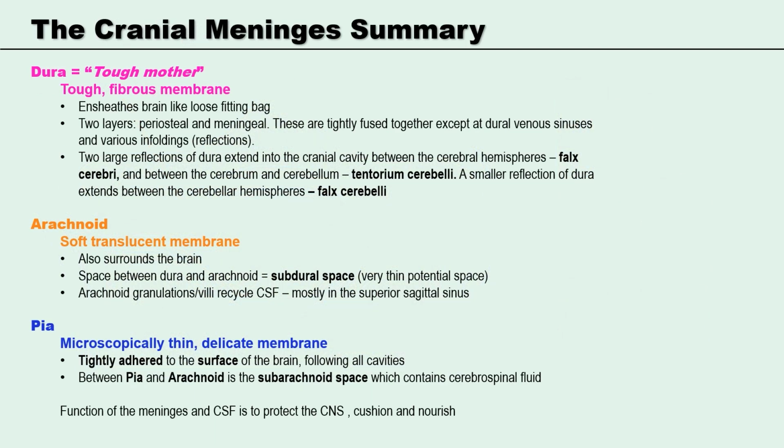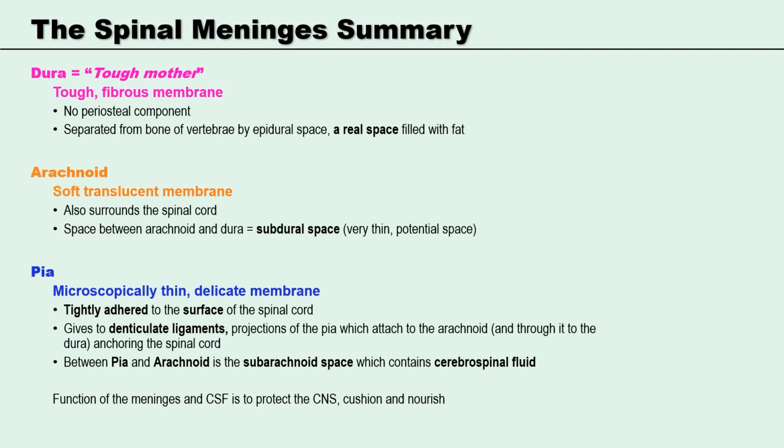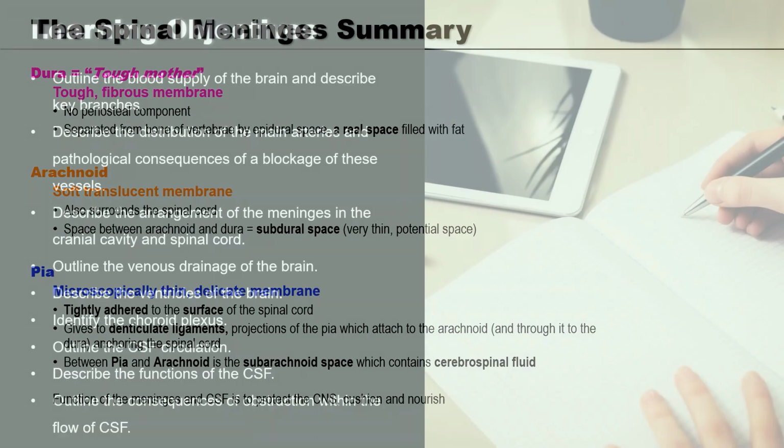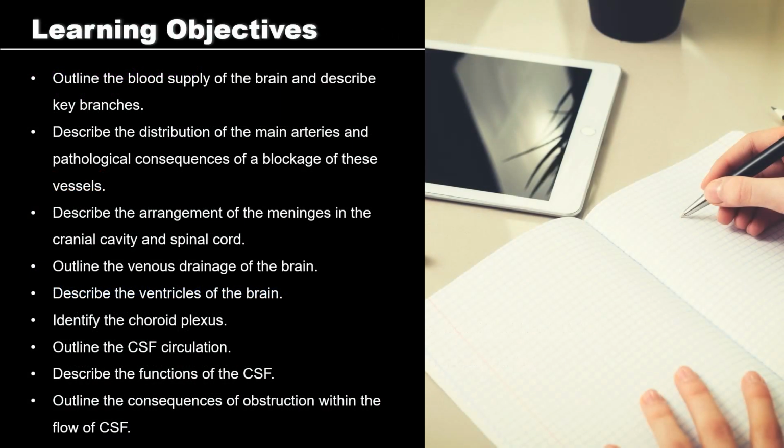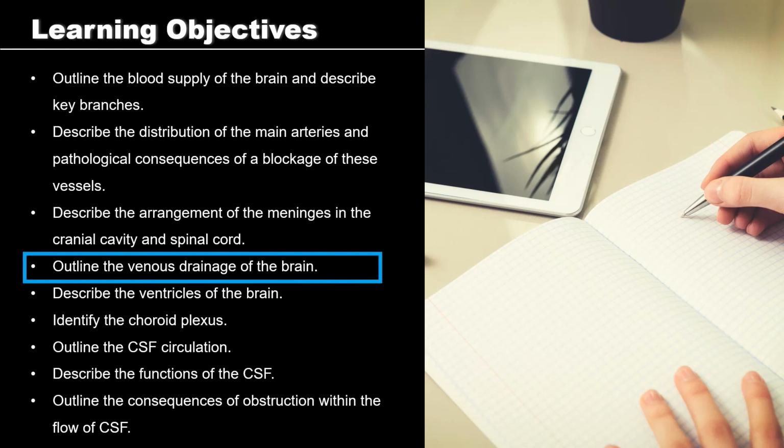Here is a summary slide of what we have covered so far. Pause the video if you wish to move through it, but for now I'm going to continue on with today's learning objectives. So we needed to look at the meninges before this next part will make sense. So let's move forward and look at the venous system of the brain.